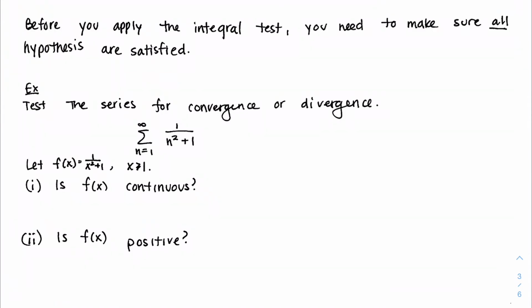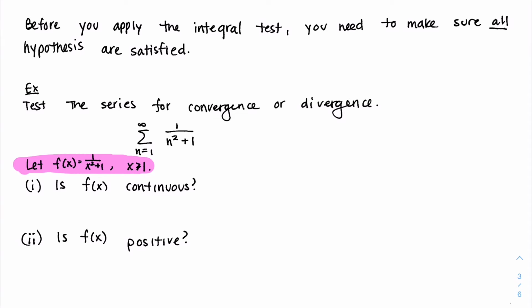So let's go ahead and look at a specific example. Let's look at the series from n equals 1 to infinity of 1 over n squared plus 1, and we're going to determine if it's convergent or divergent. So the very first thing you always want to do is, the hypotheses are concerned with the function themselves. We want to see, is this function continuous, is this function positive, and is this function decreasing? You need these 3 things to be satisfied to apply the conclusion of the integral test.